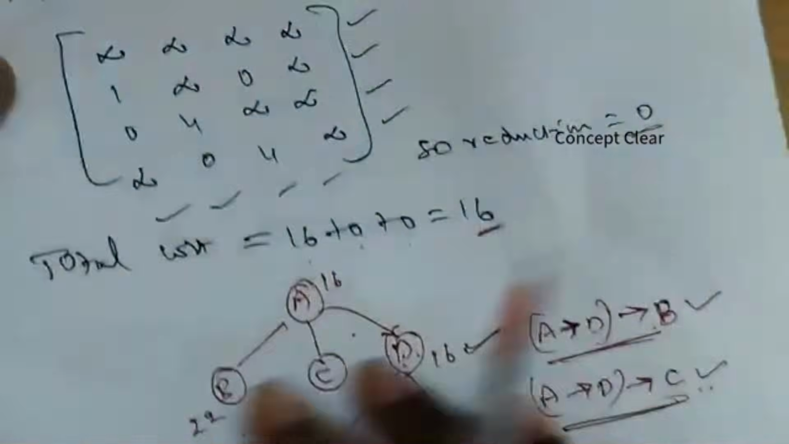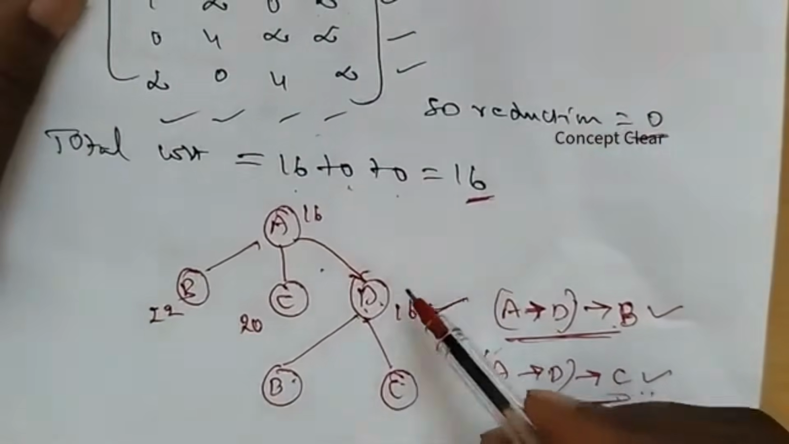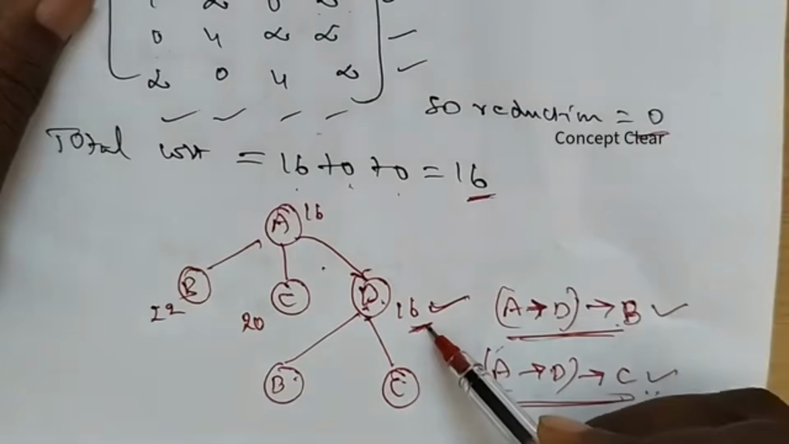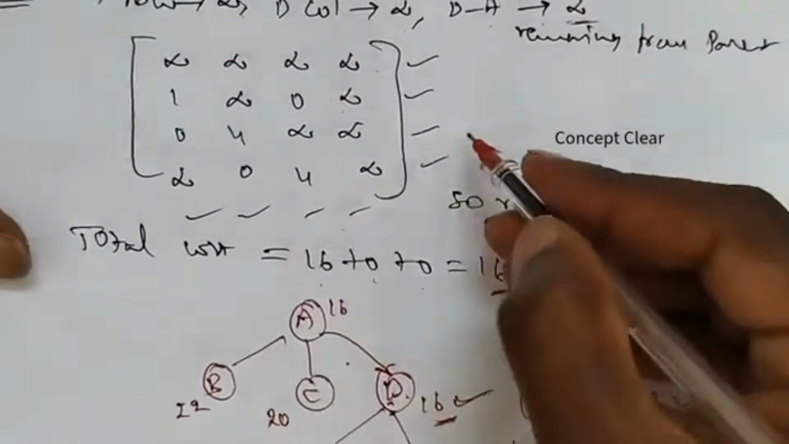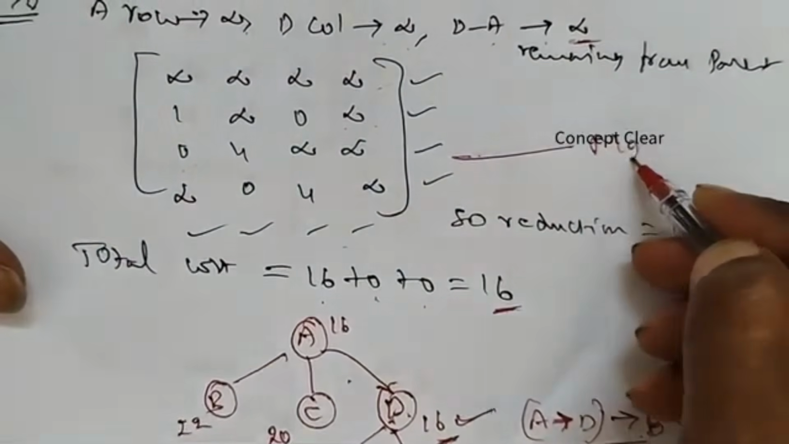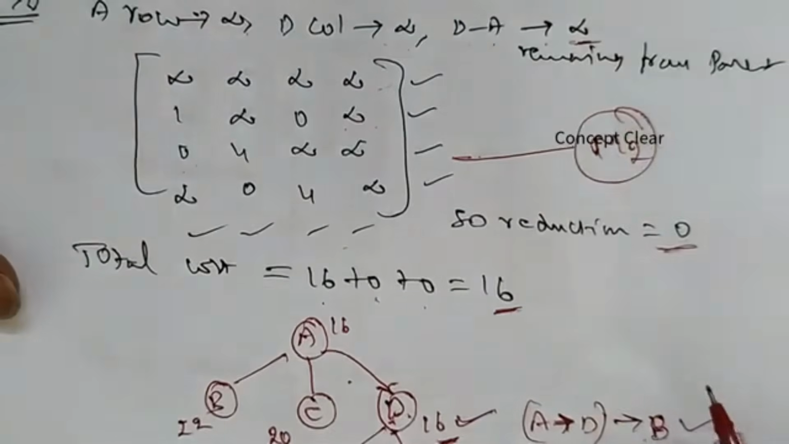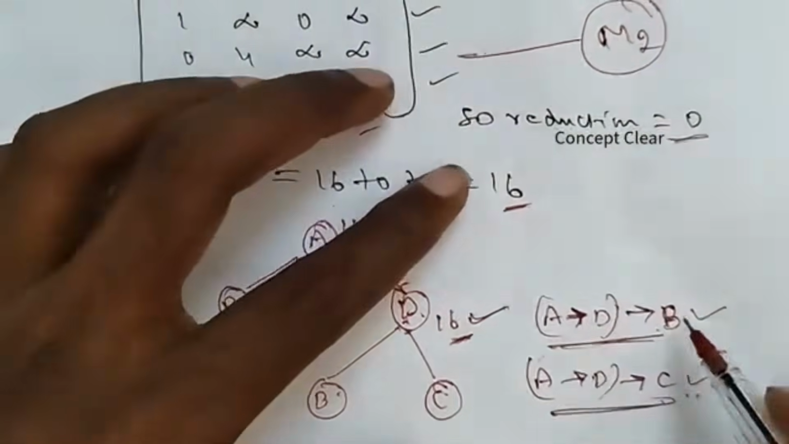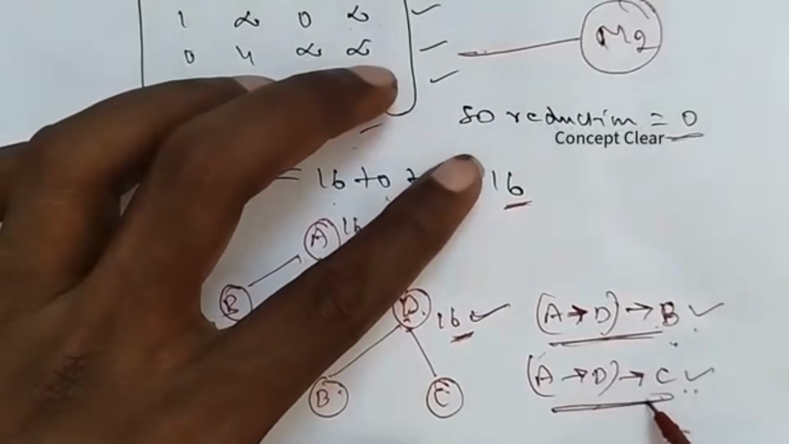Here in this diagram we are considering A to D, because A to D is the least cost. So we are considering the A to D path. Here the A to D value becomes the M2 matrix. Which one is being considered has to become the M2 matrix. Now we have to find out A to D to B and A to D to C.